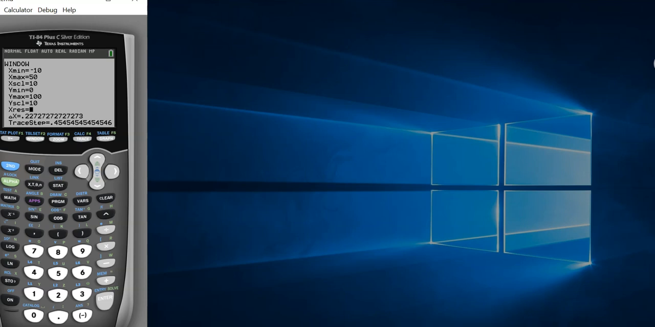To look at the points, we need to turn on the stat plot. You can do that by going second function and y equals, and that takes you to the stat plot. And then you can turn on the plot, hit enter on the on, and then hit graph.